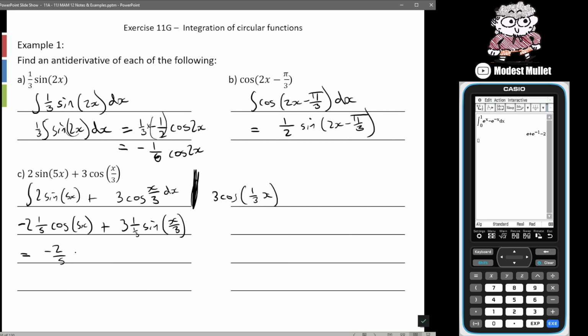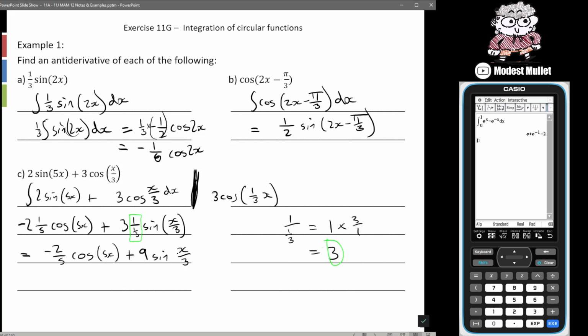So we get negative 2/5 cos of 5x plus 3 times 1 on 1/3. Let's just focus on the 1 on 1/3 at the moment. That is the same as 1 times 3 on 1. When we divide by a fraction, we end up multiplying by the reciprocal, so we just get 3. To be clear, that was just this bit, which gives us 3, so we end up with 3 times 3. So we get 9 sine x on 3.